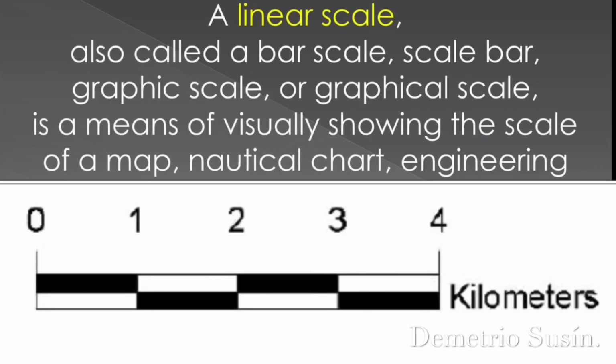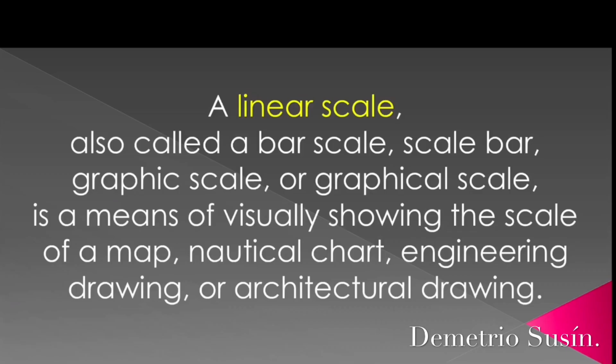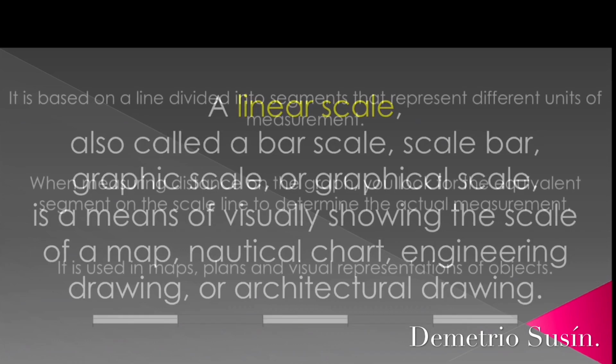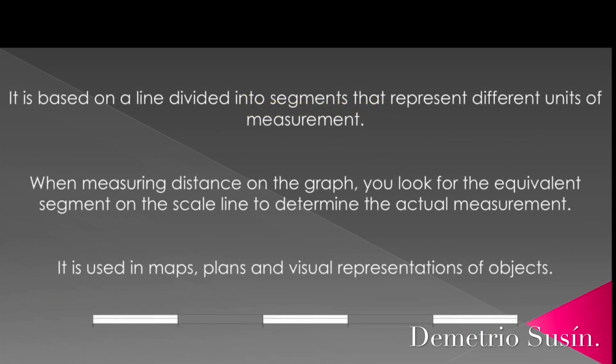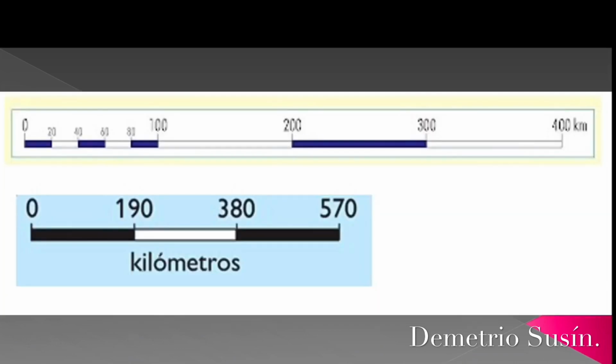A linear scale, also called a bar scale, graphic scale, or graphical scale, is a means of visually showing the scale of a map, nautical chart, engineering drawing, or architectural drawing. It is based on a line divided into segments that represent different units of measurement. When measuring distance on the graph, you look for the equivalent segment on the scale line to determine the actual measurement. It is used in maps, plans, and visual representations of objects.